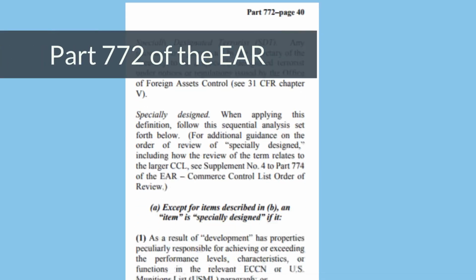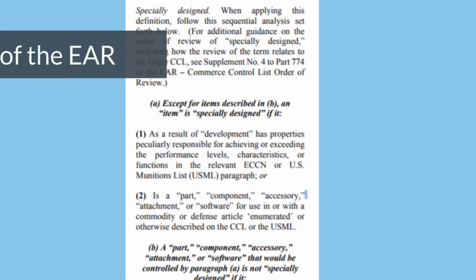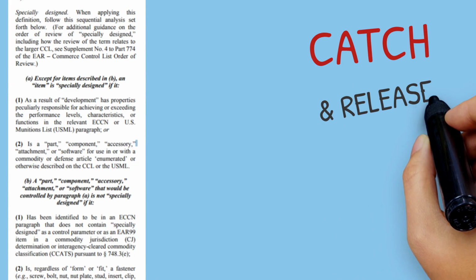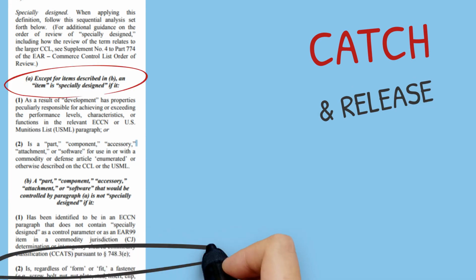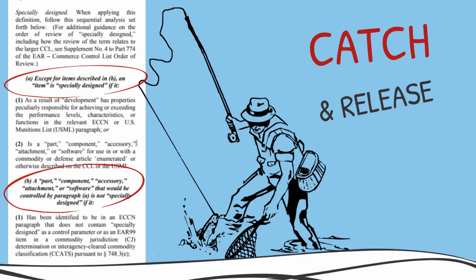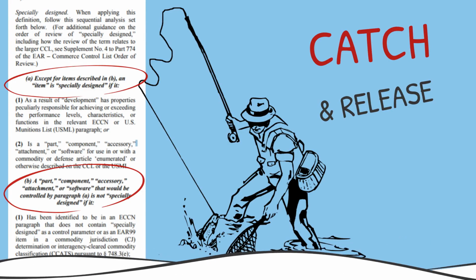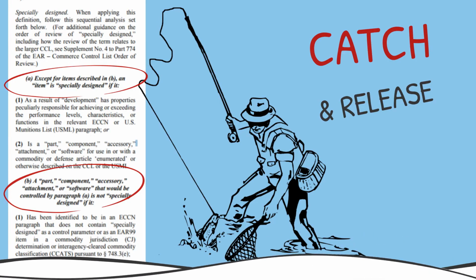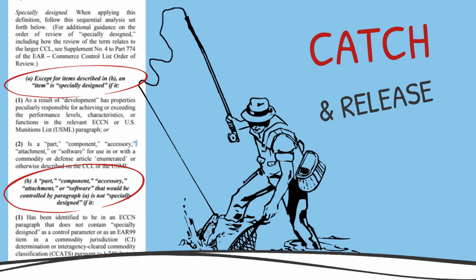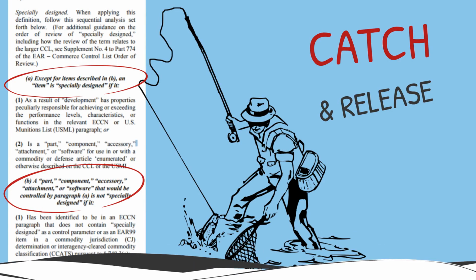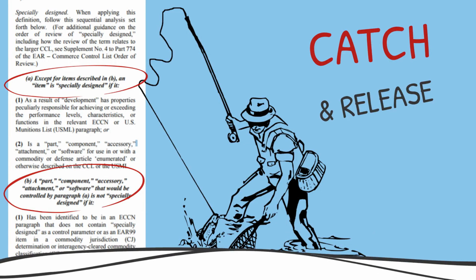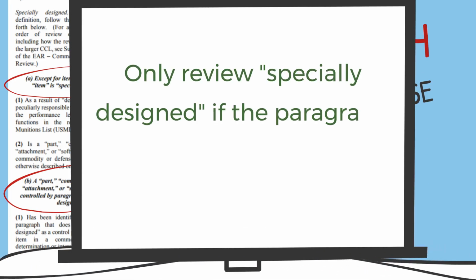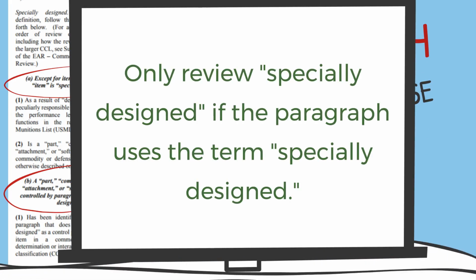The definition of specially designed is found in Part 772 of the Export Administration Regulations. It's based on a catch and release construct. We establish broad catches under Paragraph A and specific releases under Paragraph B. This structure utilizes explicit objective criteria in order to produce consistent classification determinations. The definition of specially designed appears on the screen, and subparagraphs A and B are circled in red. A fisherman holding a fishing rod and catching a fish in water appear on the screen as well. And remember, you only review specially designed if the paragraph you're reviewing uses the term specially designed.